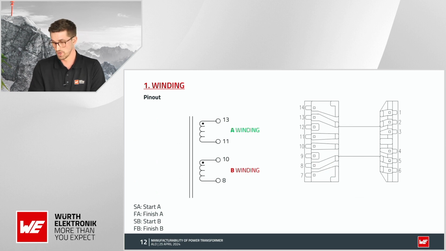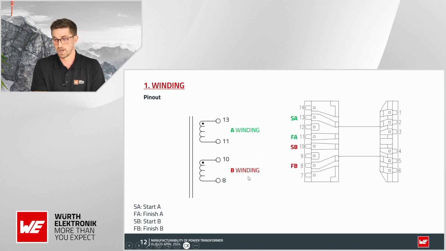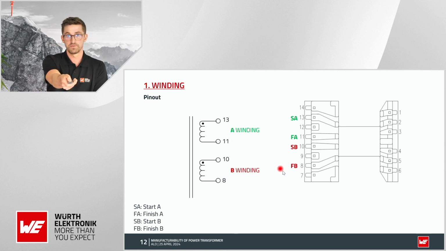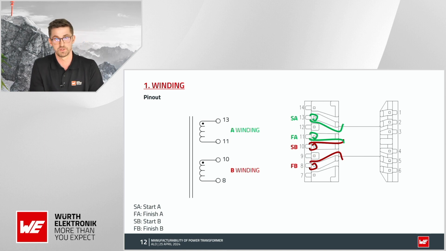We will go through another example of wire routing, which can cause insulation issues. In this case, we will wind two secondaries, A and B. A is wound from pin 13 to pin 11, and B is wound from pin 10 to 8. The finish of B is passed through this bobbin slot, and the sharp corner here can potentially damage the wire.